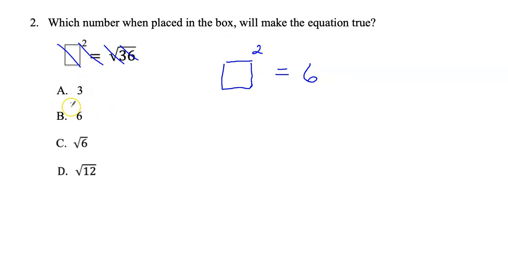Let's now look at answer choice A. Let's put a 3 into the box. Is 3 squared equal 6? Careful here. This does not mean 3 times 2. Remember, this is an exponent. Exponents mean repeated multiplication. It means to take my base of 3 and write it 2 times, and then to multiply. So when I do that, I get 3 times 3, which is 9, and 9 does not equal 6. So A is gone.